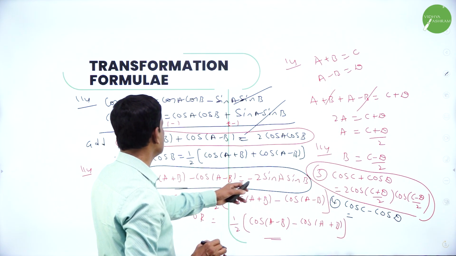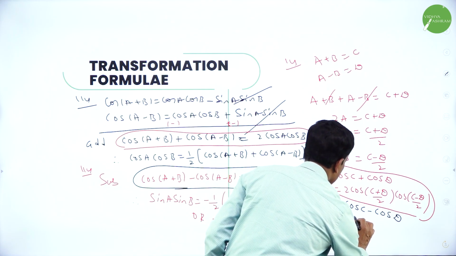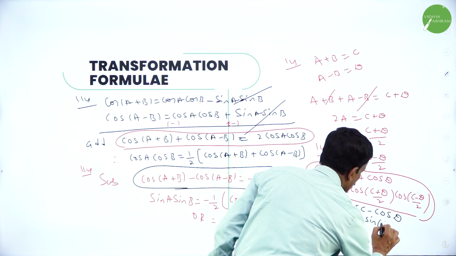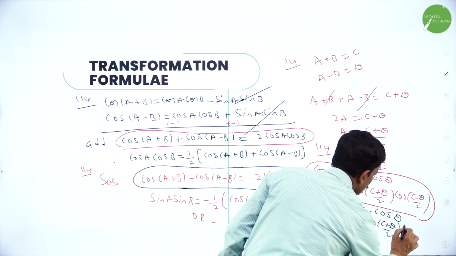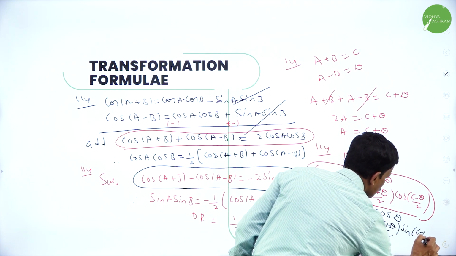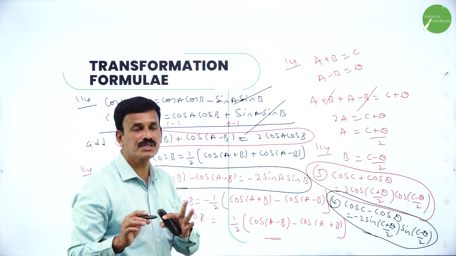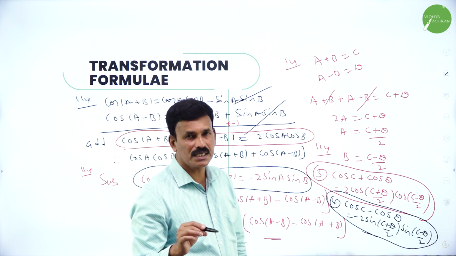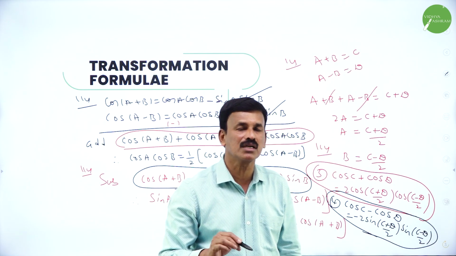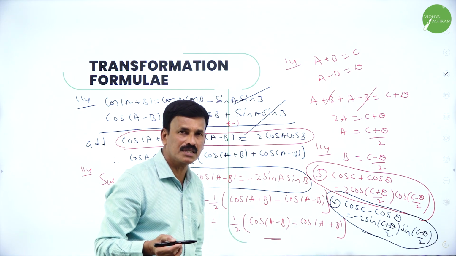Cos C minus cos D is equal to minus 2 sin (C plus D)/2 into sin (C minus D)/2. This is another formula. So we will get 4 sets of formulas: sin C plus sin D, sin C minus sin D. Similarly, cos C plus cos D, cos C minus cos D.